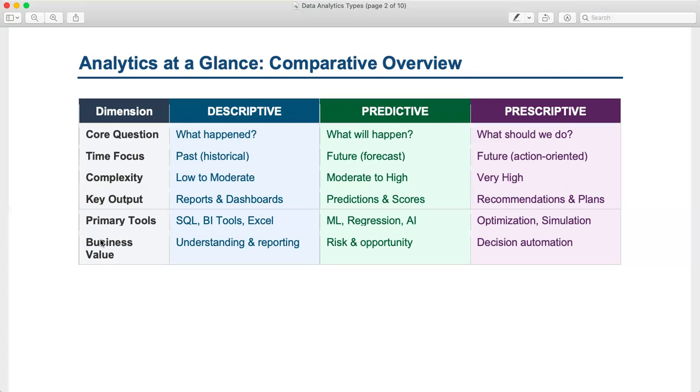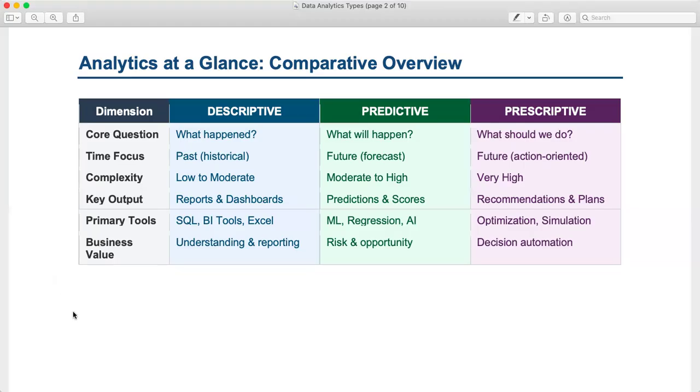Then the tools used for descriptive are SQL, business intelligence tools, and Excel. For predictive, we have machine learning, AI, and regression. And for prescriptive, we have optimization and simulations.